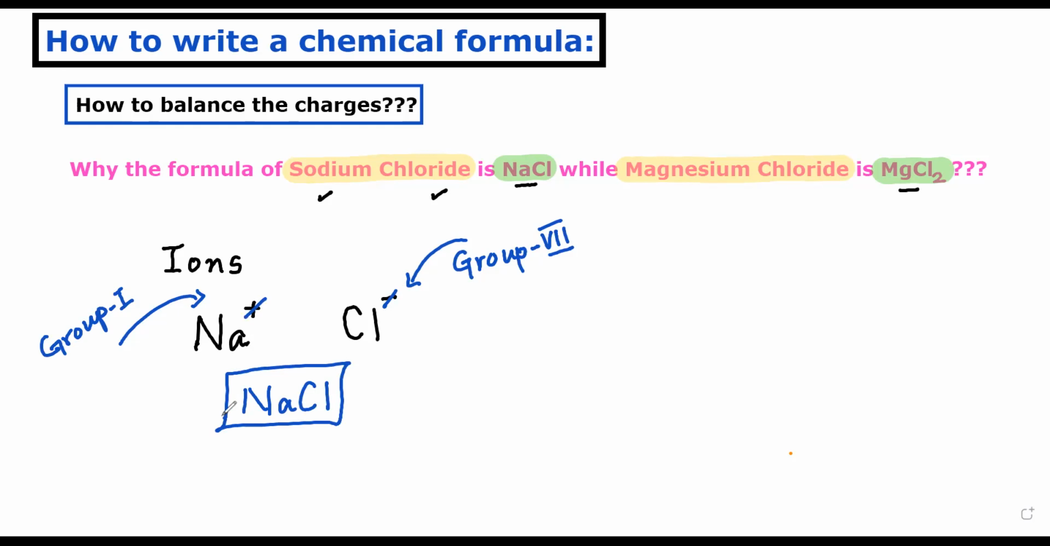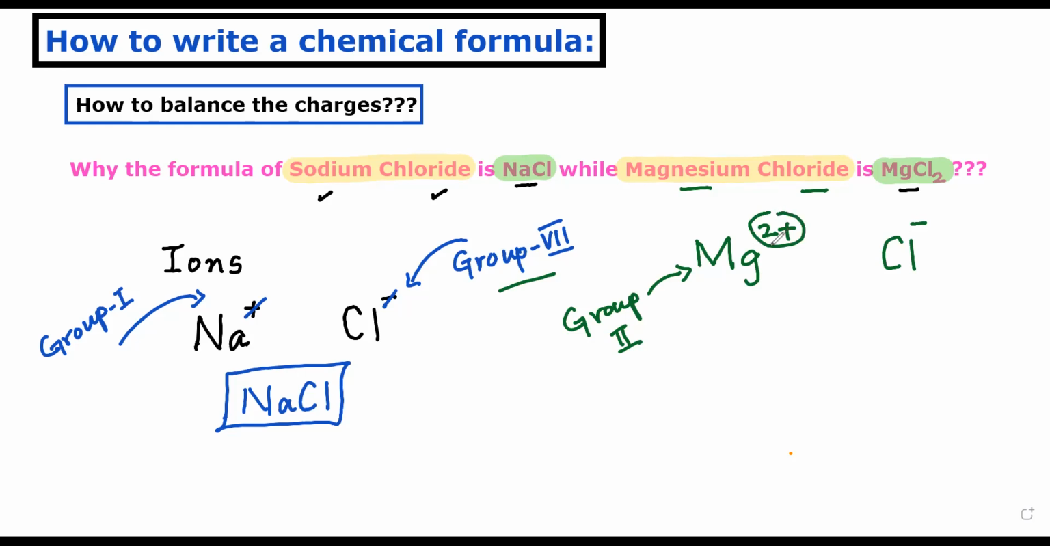Now, let's have a look at magnesium chloride. Let's talk about the charges on magnesium, Mg, which has a charge of 2+ because magnesium belongs to group 2. All group 2 elements have 2 valence electrons that they lose to form a 2+ charge. Chloride, as I said, belongs to group 7, so its charge is what? Minus 1.